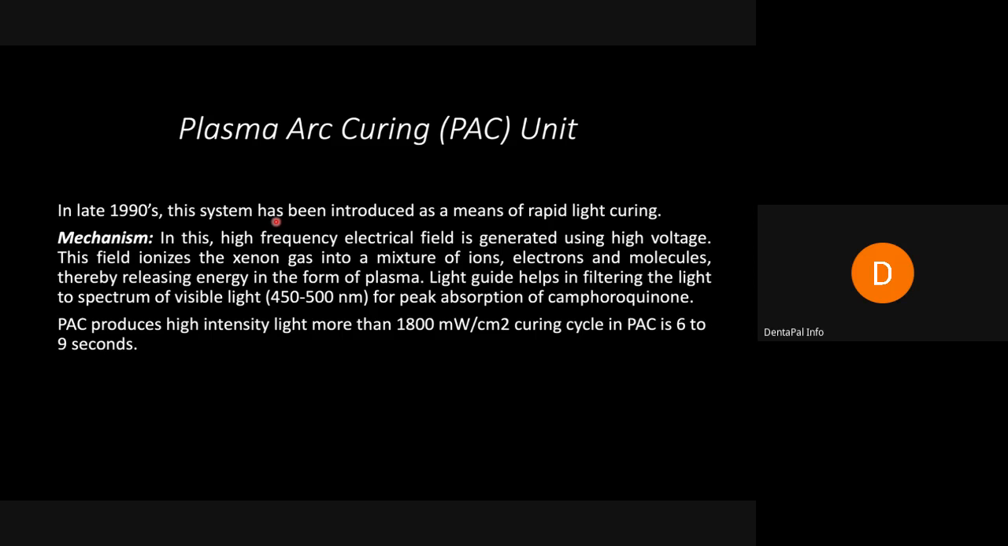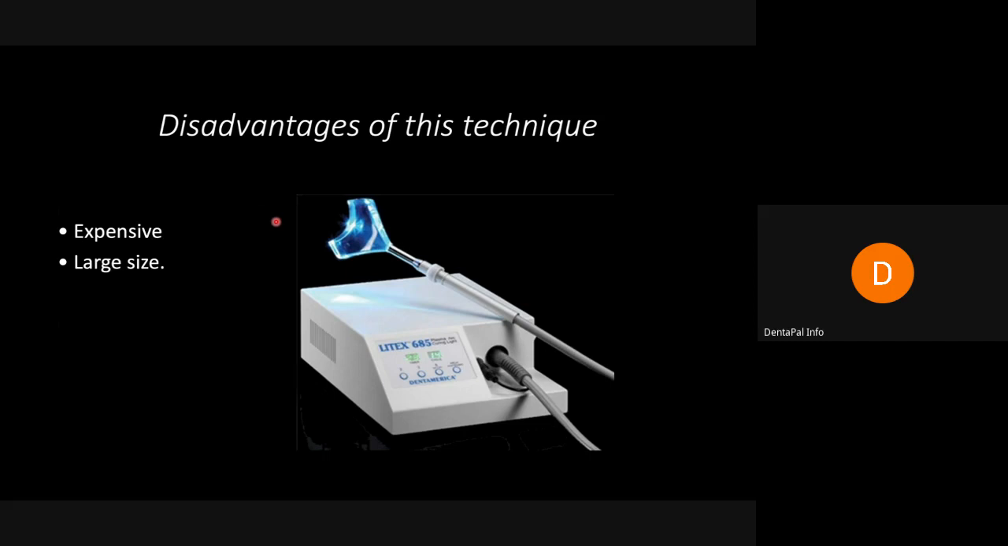Because plasma arc curing units produce high intensity of light, they could be used for very, very short time, which is up to 6 to 9 seconds. This is very important for the dentist actually, because as you save time, the session time is going to be shorter. You may take more patients, you will be happy, and the patient also will be happy.